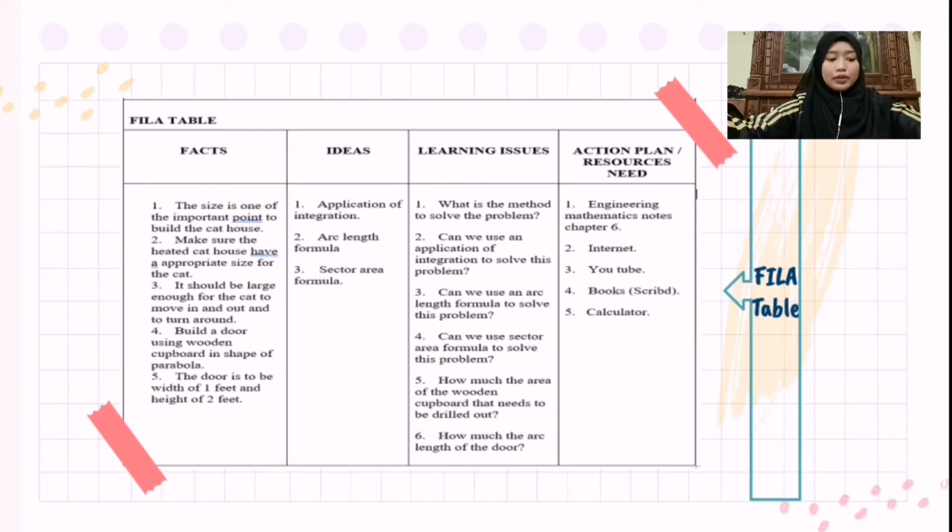Next, action plan or resources needed. First, Engineering Mathematics Notes Chapter 6. Second, Internet. Third, YouTube. Fourth, books. And the fifth is calculator.